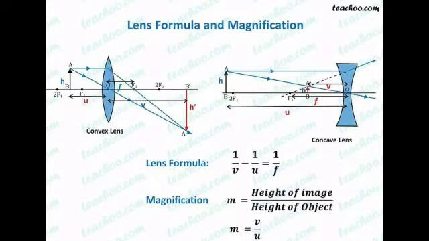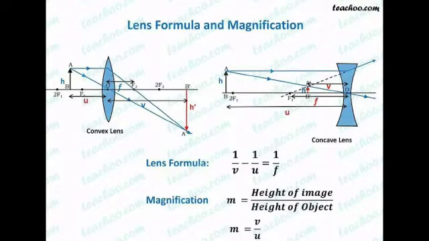Magnification of a lens. Like spherical mirrors, we have magnification for spherical lenses. Spherical lenses produce magnification, and it is defined as the ratio of the height of the image to the height of the object. Magnification is denoted by the letter m. If the height of the object is h and the height of the image is h', the magnification produced by the lens is m = height of the image / height of the object = h'/h.